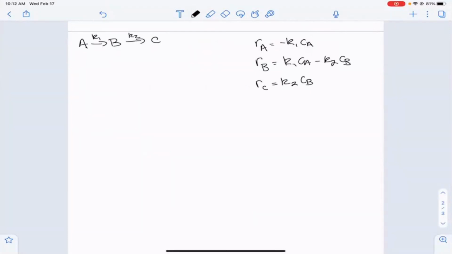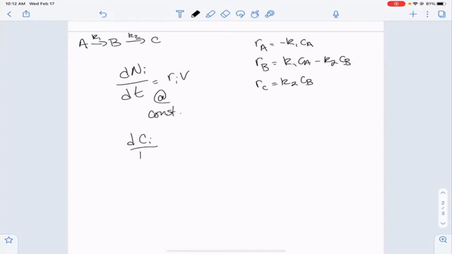And remember, for a reaction in a batch reactor, dNi/dt was equal to Ri times V, and at constant volume, just like we did a moment ago, that becomes dCi/dt equals Ri. And that means that essentially our mole balances are just this, right?